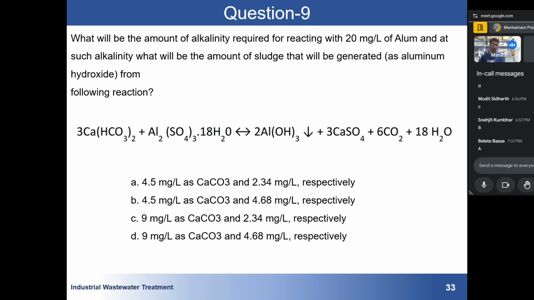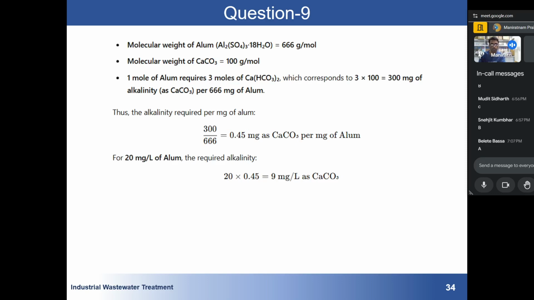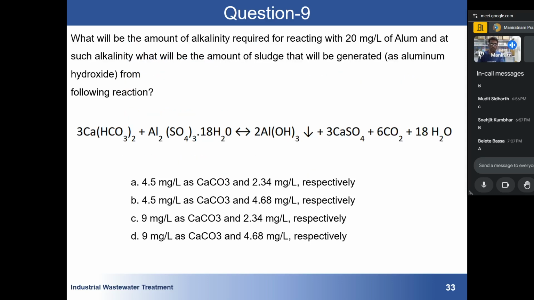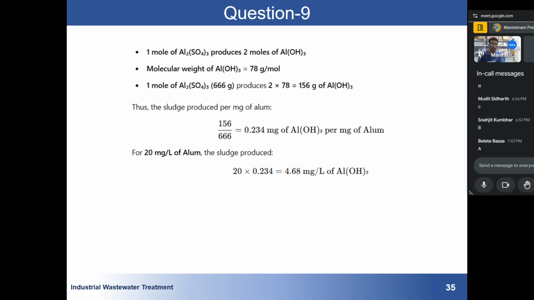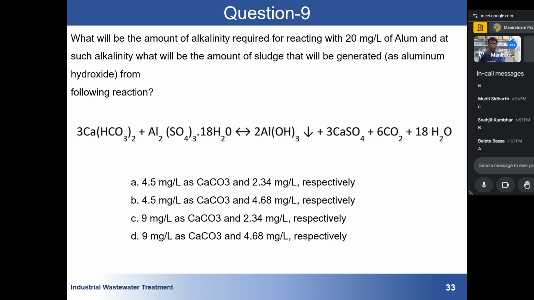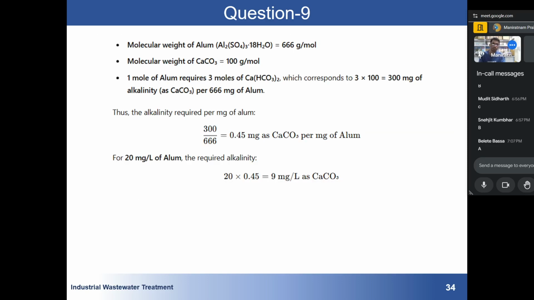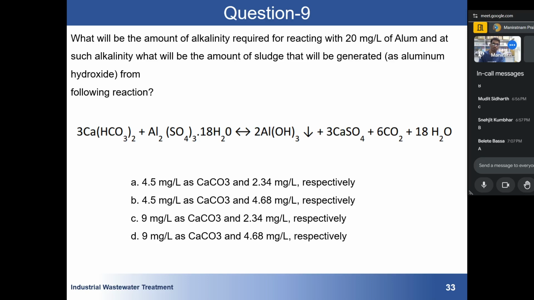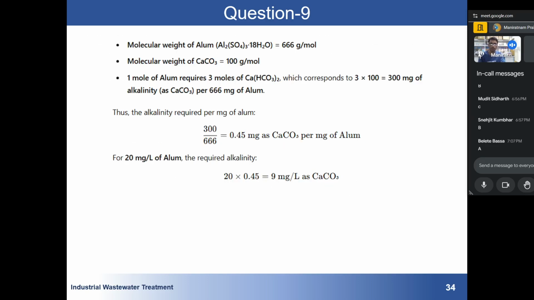Oh, we got one answer: A, 4.5 milligram per liter CaCO3 and 2.34 milligram per liter. I think that is the correct answer. Let's see what the correct answer is. 4.68 and 9. Oh, you are wrong. C is the correct answer. Oh, sorry, D is the correct answer. Let's see where you made the mistake.